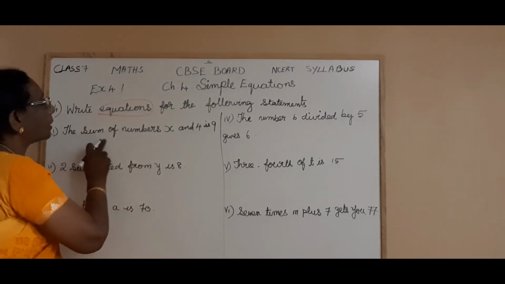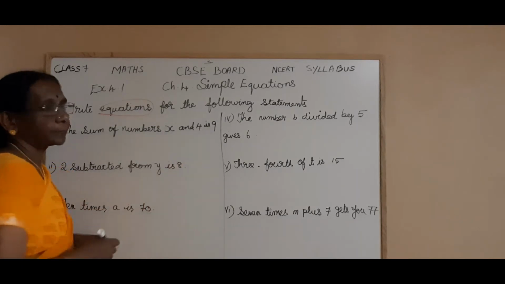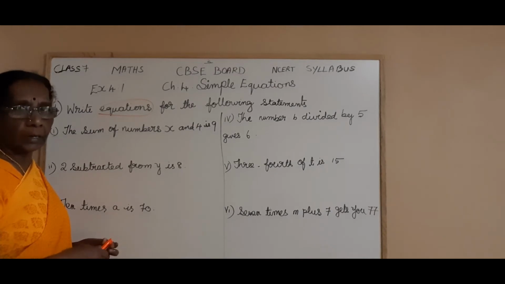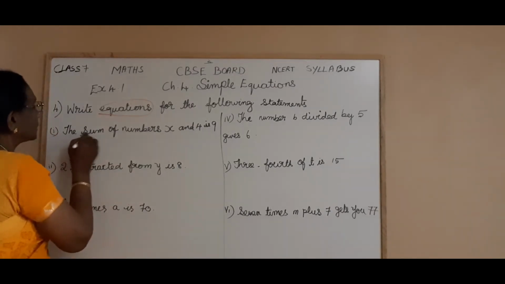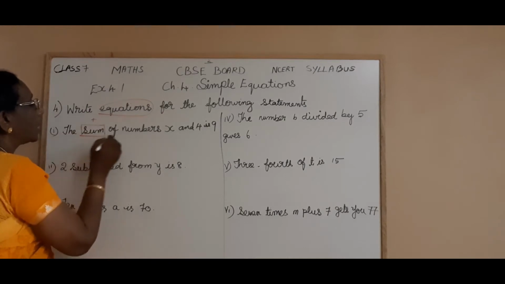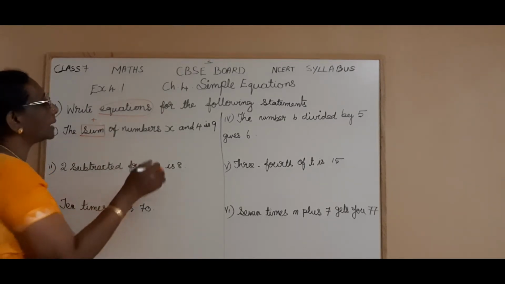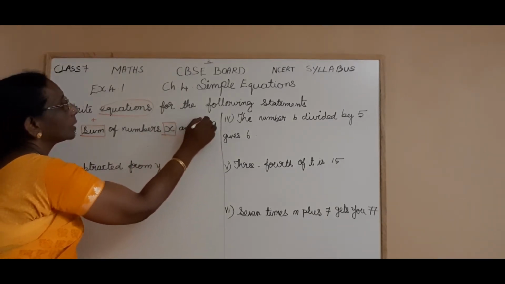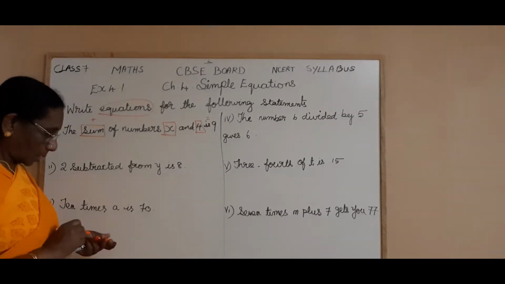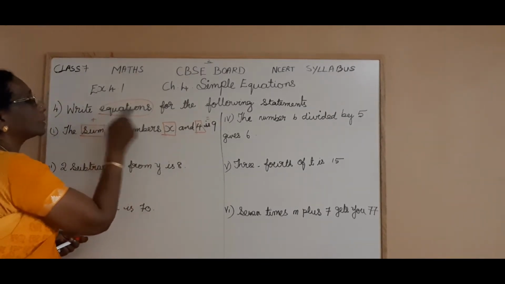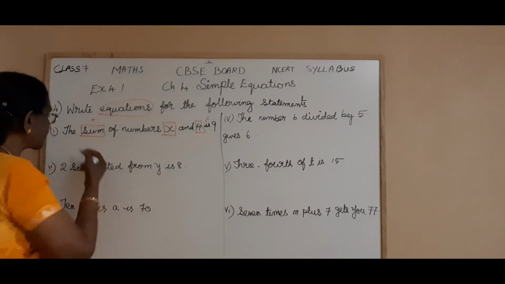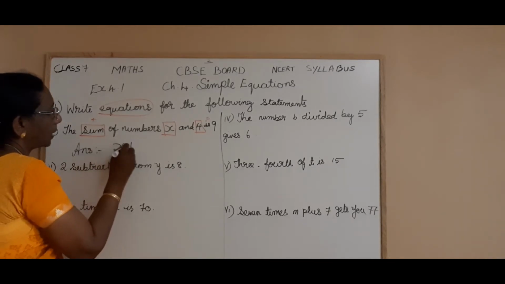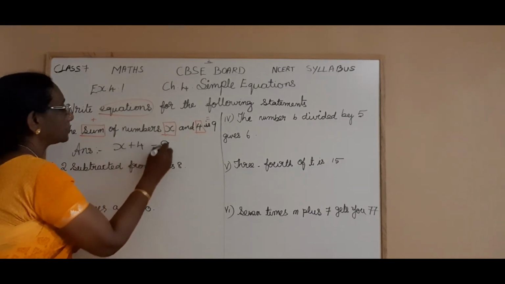First sum: the sum of the numbers x and 4 is 9. Let us recall the corresponding signs for the terms. What is the sign for sum? Plus. Sum of, here adding we need two numbers. What are the numbers? x and 4. Is means equals 9. Now you can write the answer. x plus 4 is equal to 9. So the answer is x plus 4 equals 9.